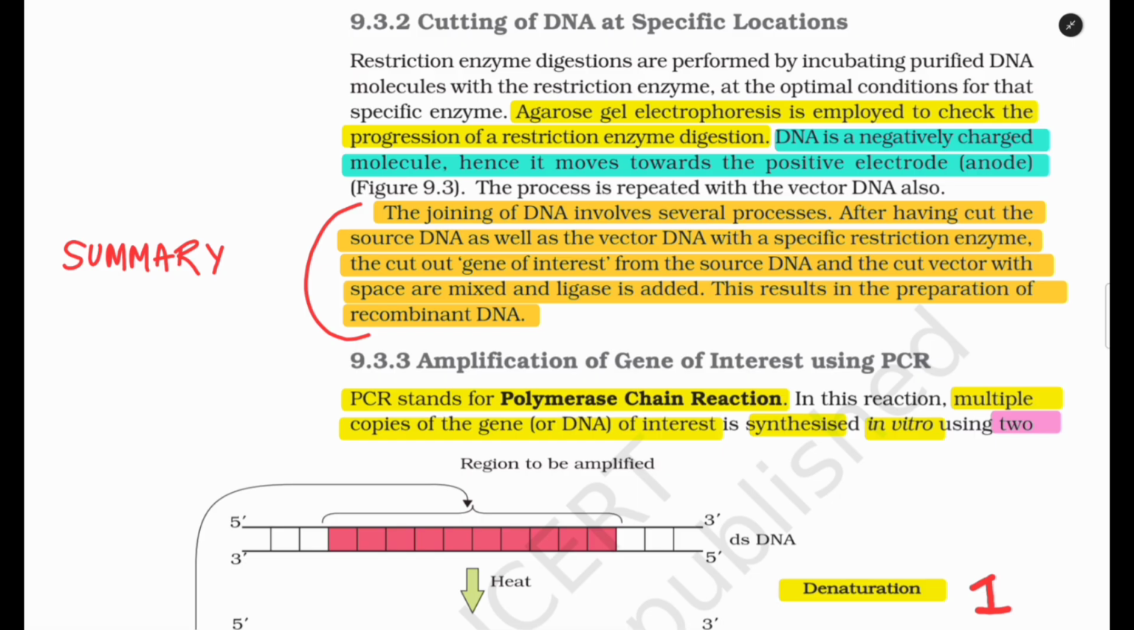The joining of DNA involves several processes. After having cut the source DNA as well as the vector DNA with a specific restriction enzyme, the cut out gene of interest from the source DNA and the cut vector with space are mixed and ligase is added. This results in the preparation of recombinant DNA.